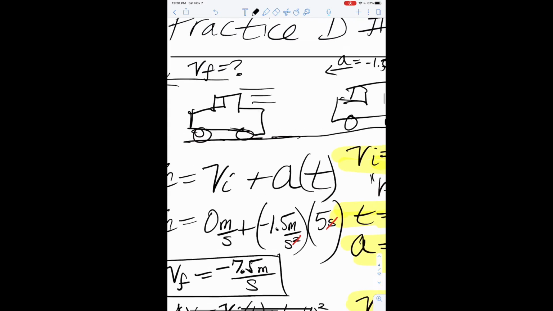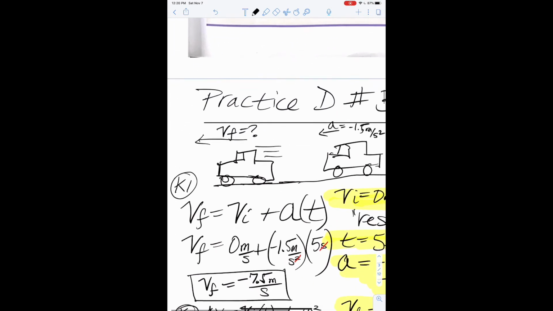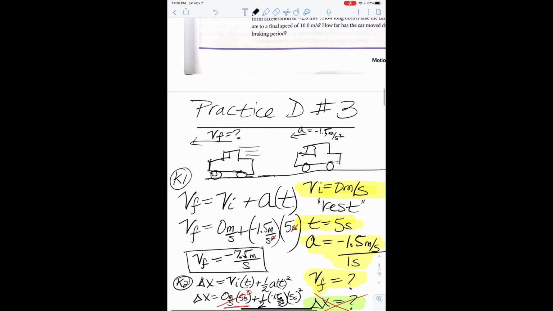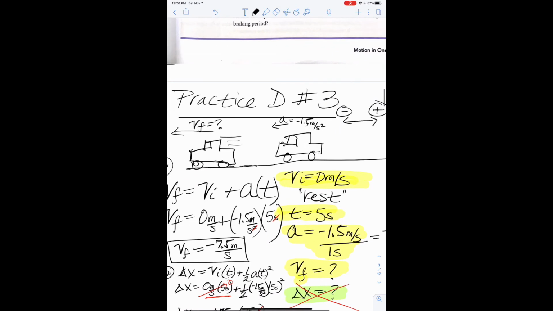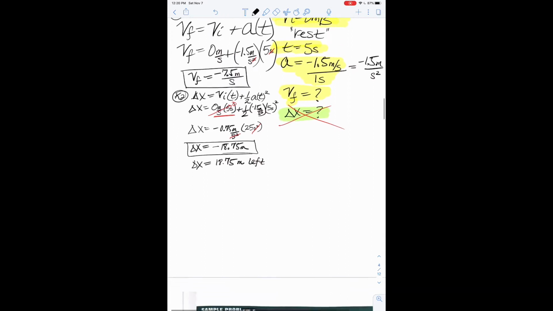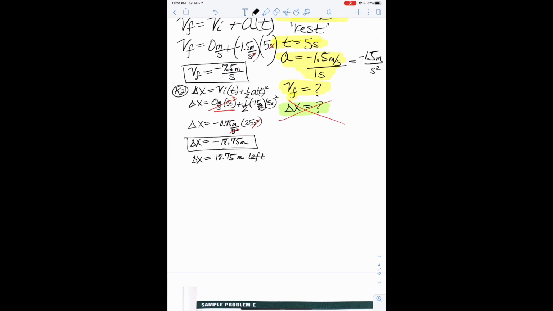Usually when you do these problems, because it's not always obvious, you want to come up here and write, well, left is negative and right is positive. And then that way we know that negative means to the left. What else can we say there? I think that's about it.